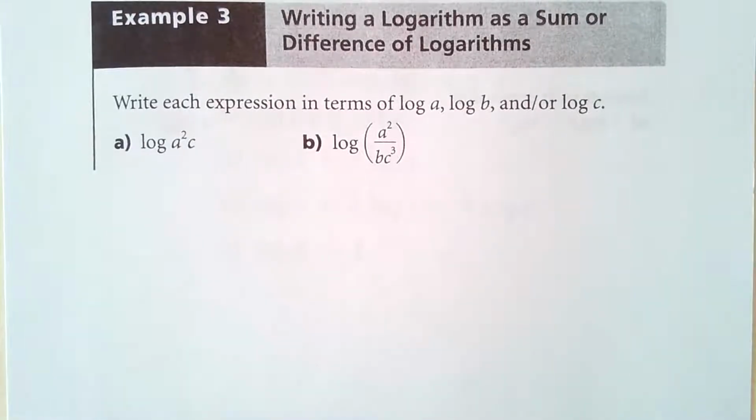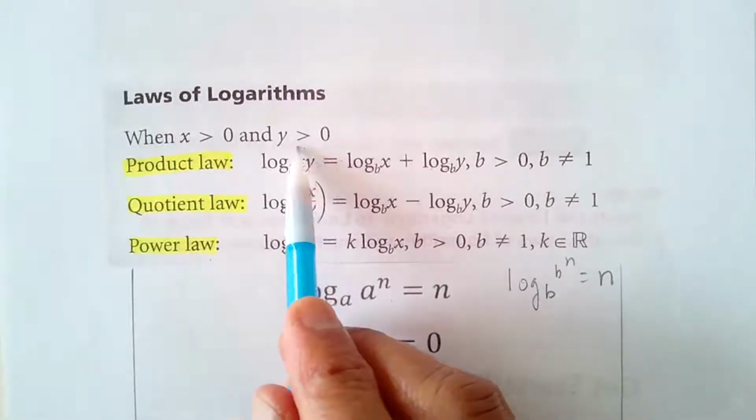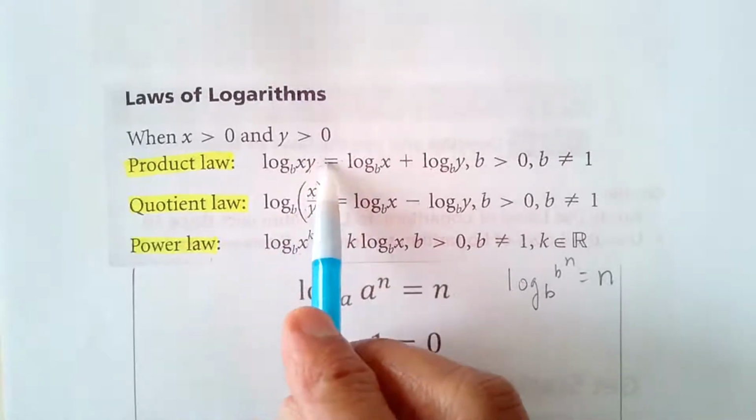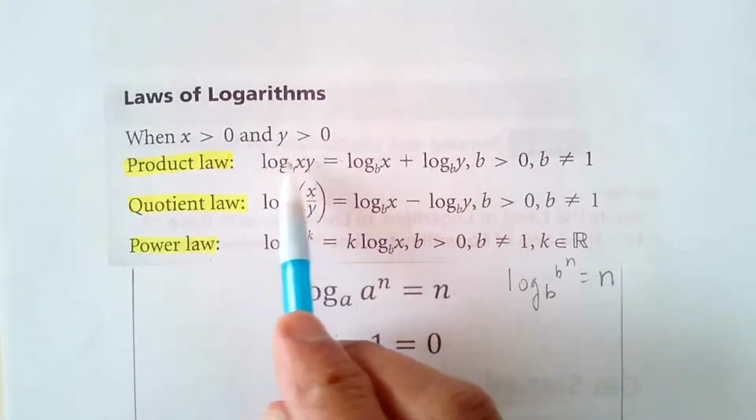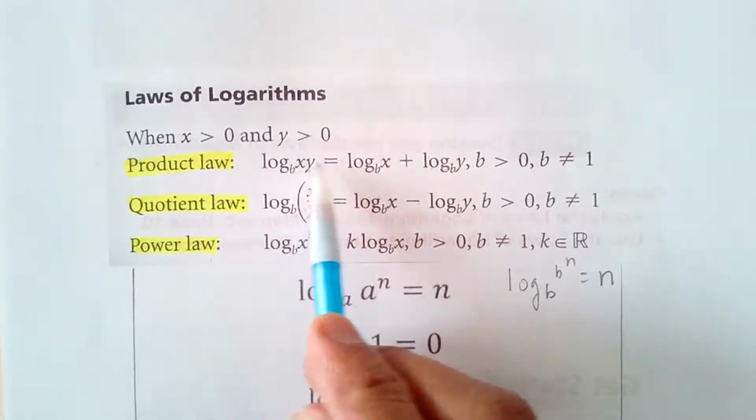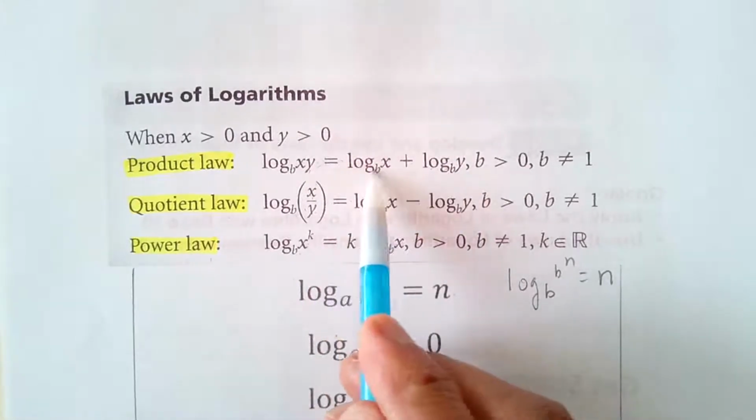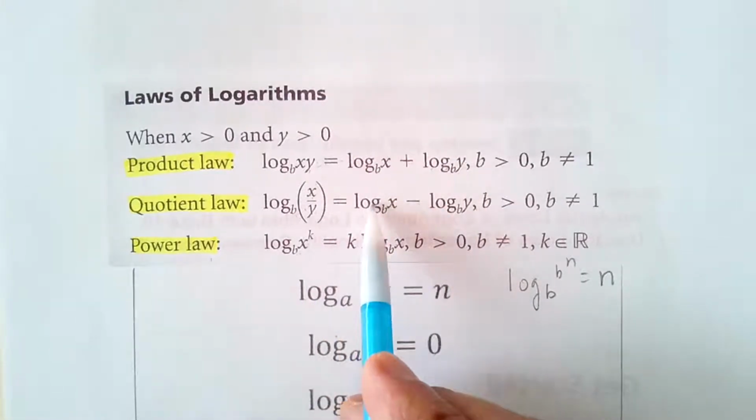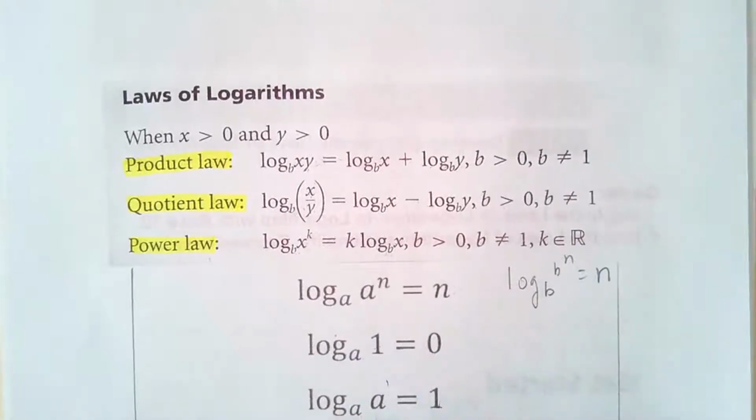In the previous lesson, you were asked to write as a single log. Now you will be expanding these. In other words, instead of writing as a single log, you want to write them in expanded form. So in the previous lesson, you were asked to give the result as a single log. Now you're given log base b of xy in product law, and you're asked to write it as log base b of x plus log base b of y, or any one of these other two.